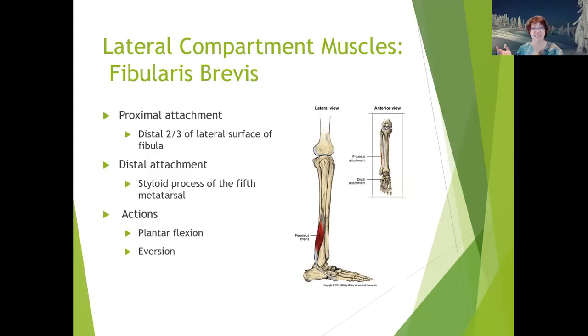The fibularis brevis just has a slightly inferior attachment. The distal 2/3 and lateral surface of the fibula, and its distal attachment is the styloid process of the 5th metatarsal. So where the longus goes under the foot and attaches to the first metatarsal, the brevis is a little shorter, that's brevis, and it attaches to the 5th metatarsal. So it has a strong line of pull for eversion, and going around the posterior side of the lateral malleolus gives it that line of pull for plantar flexion as well. And they're both innervated by the fibular nerve.